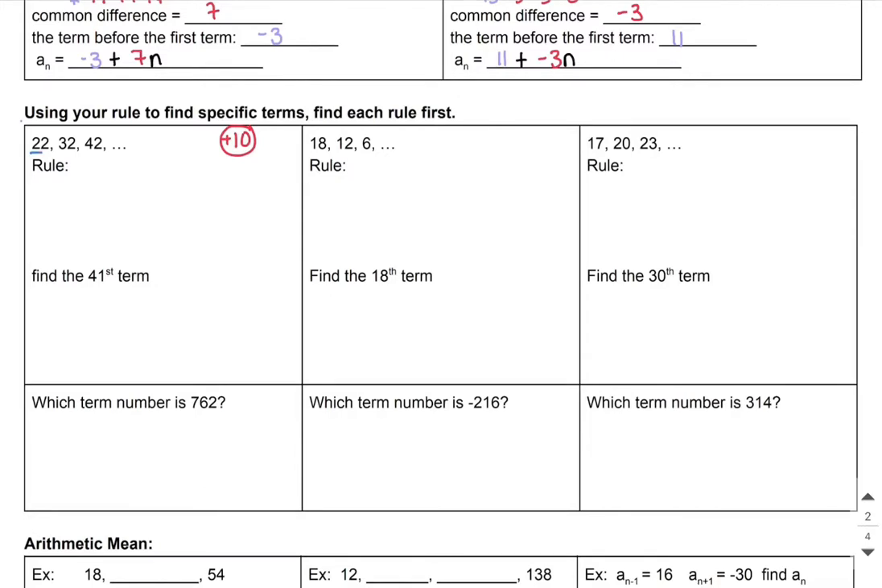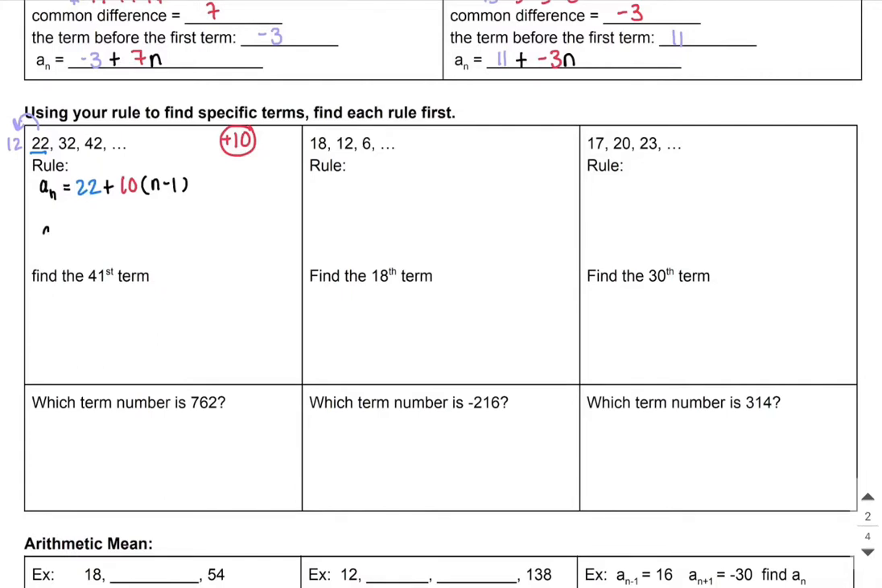My first term here is 22. So to write a rule, I can say a sub n is equal to 22. That's my first term. Plus, I have 10 times n minus 1. I could also find my preceding term to 22. So preceding that, the term before my first term would be 12 if I subtract 10 from 22.